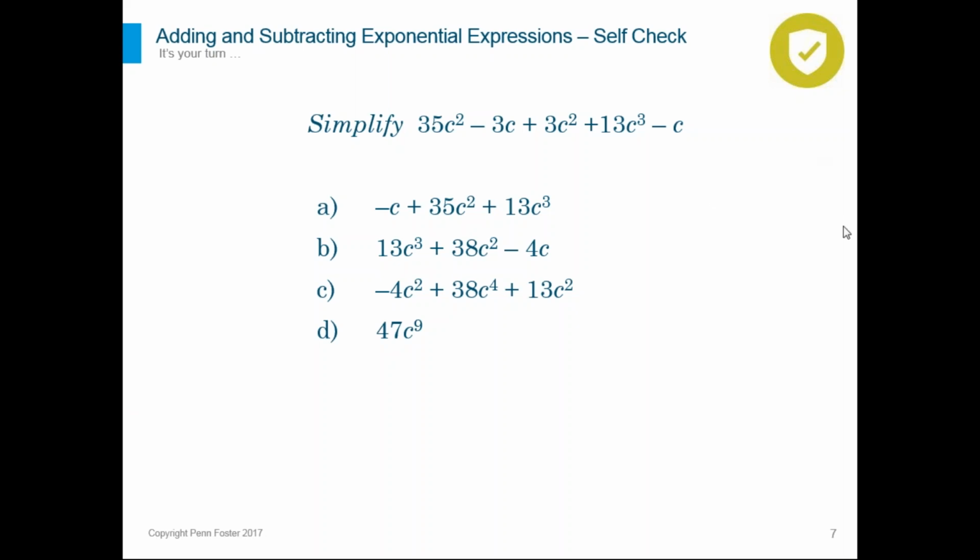So here's the question. We are going to simplify 35c squared minus 3c plus 3c squared plus 13c cubed minus c. What should I do? What should you do? Which rule? Which variables should I add the coefficients for?